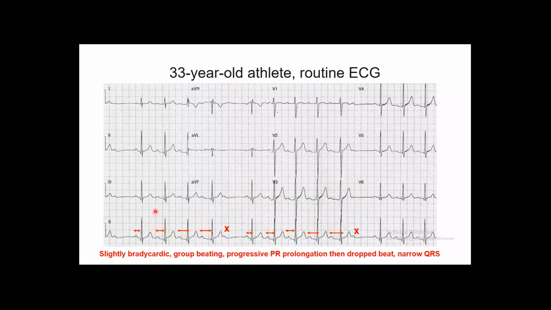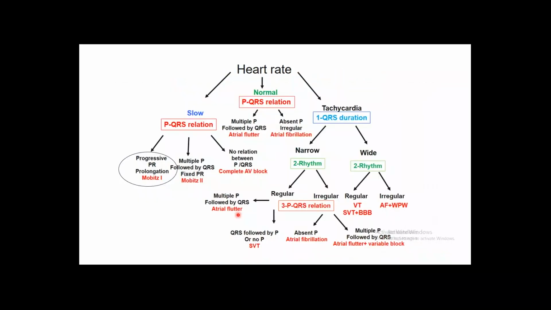And if we look at the PR interval, starting at this one it is normal, this becomes prolonged, much prolonged, then a dropped P wave. Again, PR interval progressive prolongation followed by a dropped P wave, and the QRS complex is narrow. So we have a progressive prolongation of PR interval followed by a dropped P wave. This gives the diagnosis of Mobitz type 1 as we see from our algorithm.